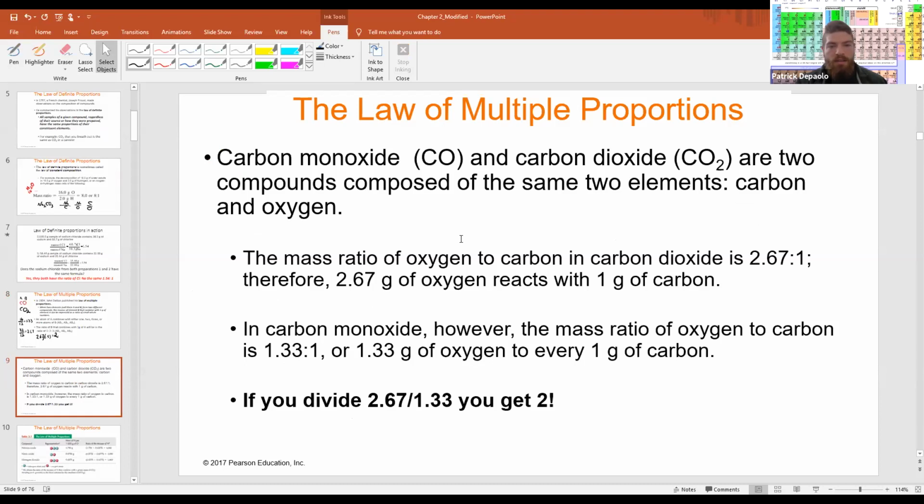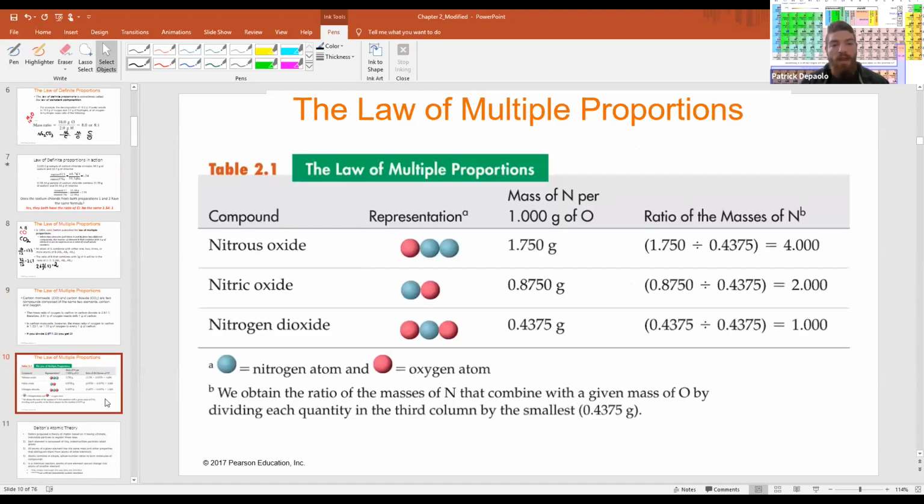And I already did this example. Cool. And here's another example that's more complicated with nitrogen and oxygen. Nitrogen and oxygen actually form 3 compounds, technically a lot more, but the main 3 that are chemically stable.